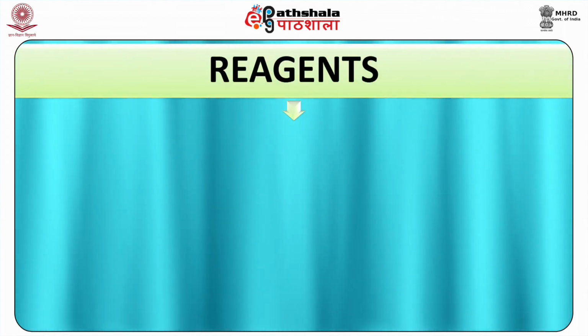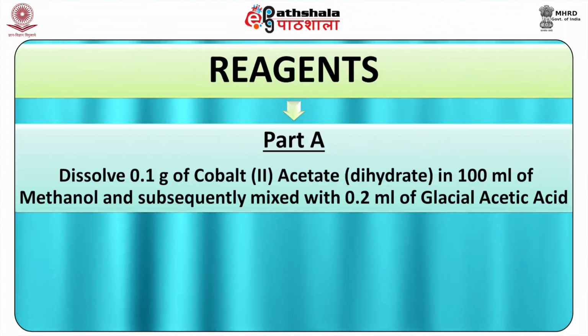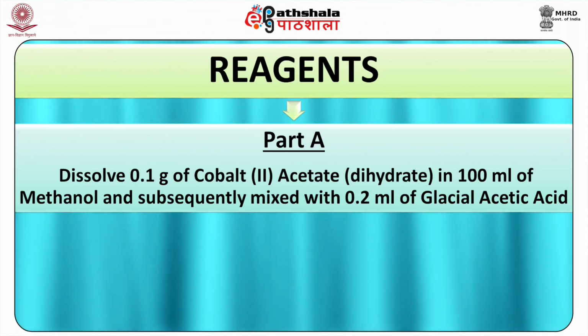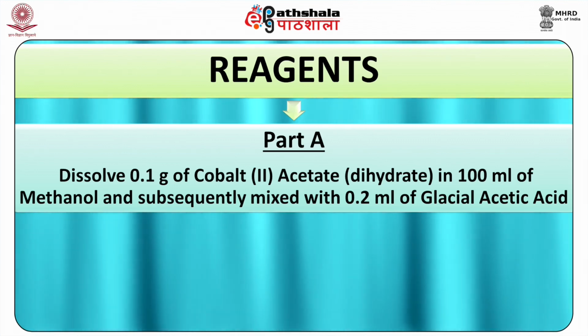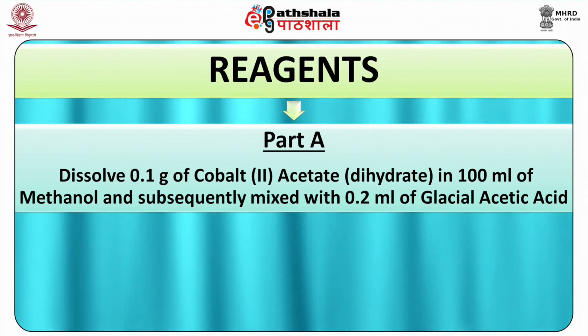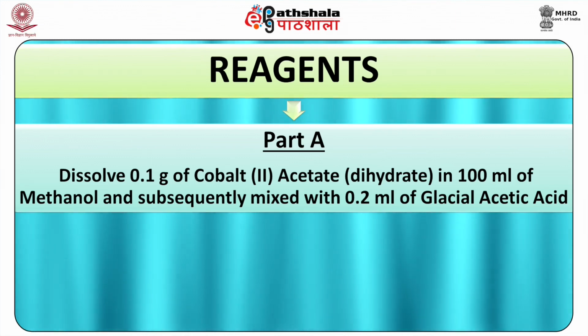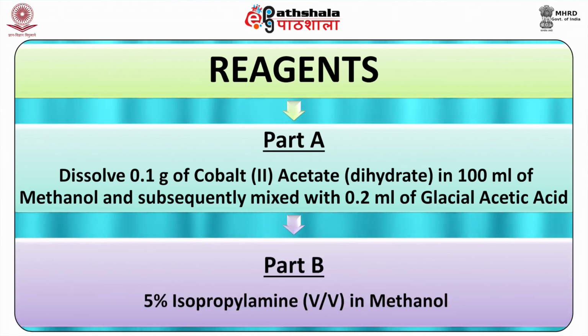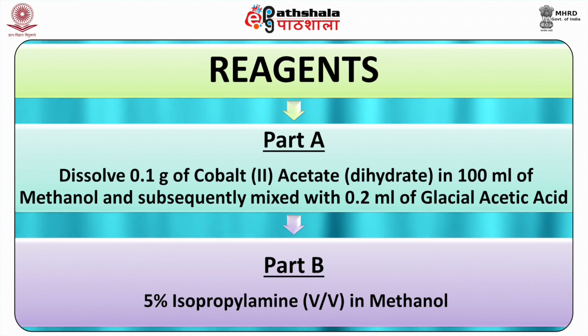Preparation of reagent. Part A is prepared by dissolving 0.1 gram of cobalt acetate dihydrate in 100 ml of methanol and subsequently mixing with 0.2 ml of glacial acetic acid. Part B is 5% isopropylamine volume by volume in methanol.